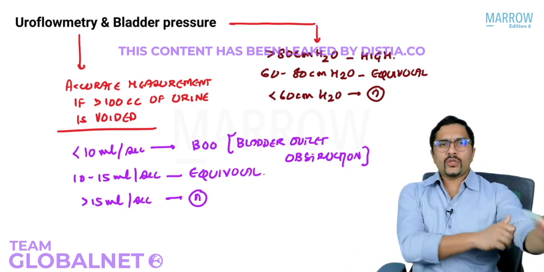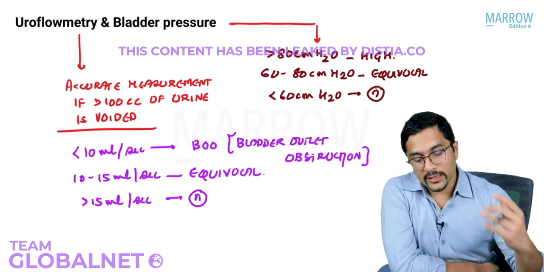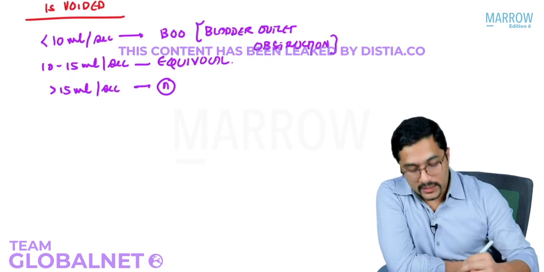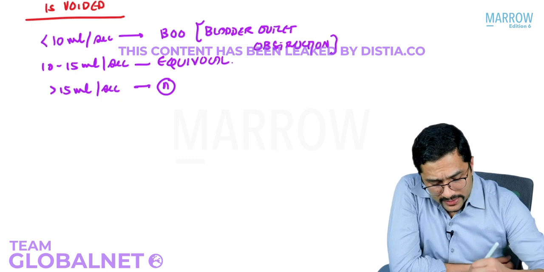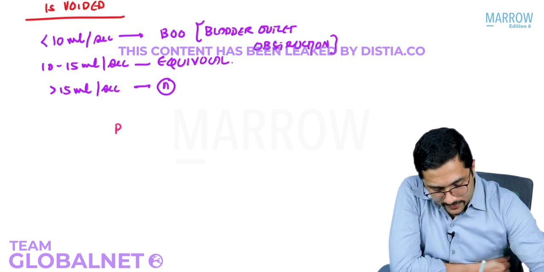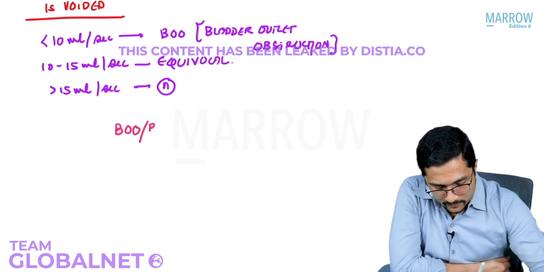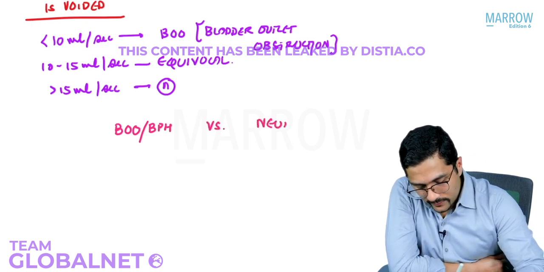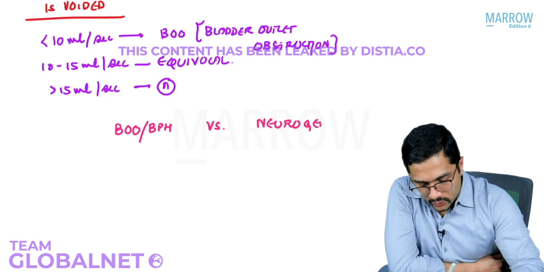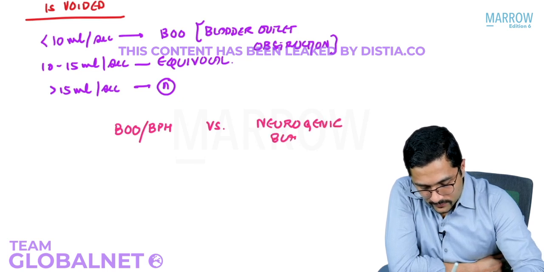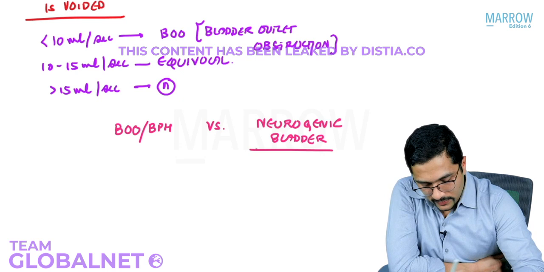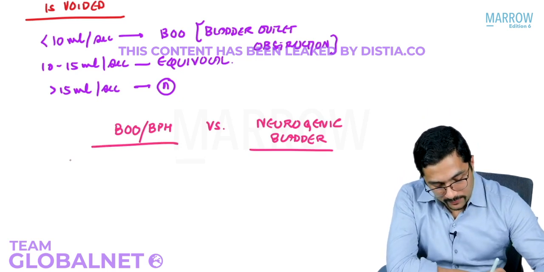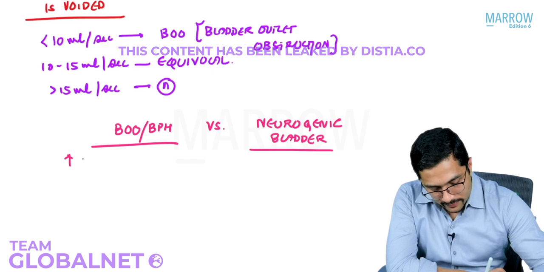Now, how does this uroflowmetry and bladder pressure measurement help me? It helps me in differentiating two conditions. It helps me in identifying bladder outlet obstruction, or BPH, versus a neurogenic bladder. So in bladder outlet obstruction, or BPH, there will be increased bladder pressure.